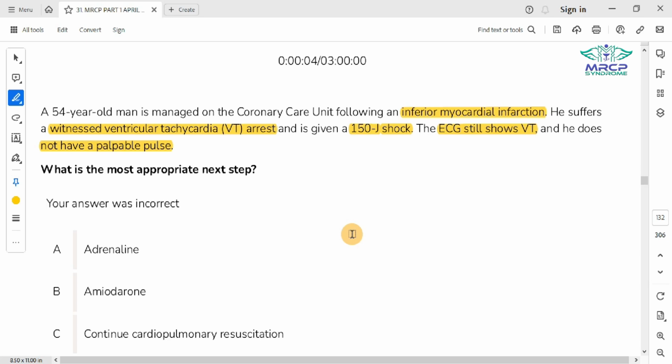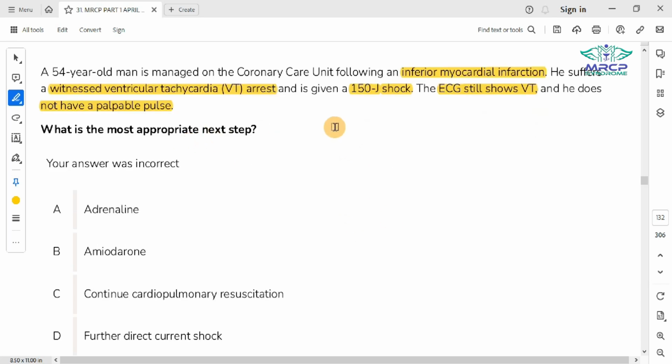Pulseless VT. So this is pulseless ventricular tachycardia, and the patient is unresponsive following the shock. So what should be the most appropriate next step? Further direct current cardioversion.